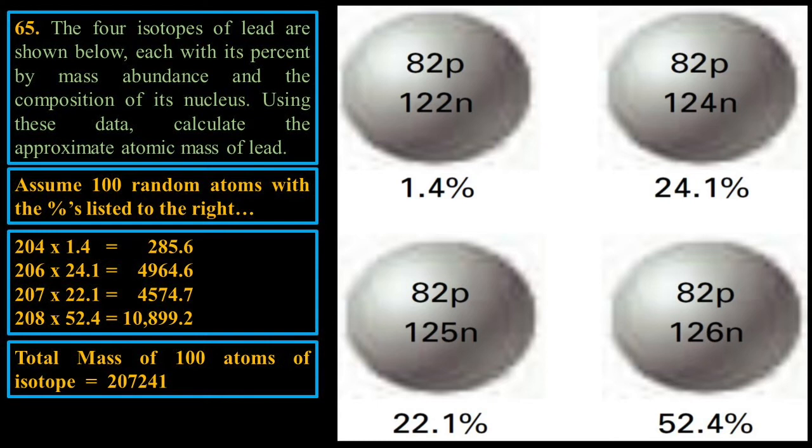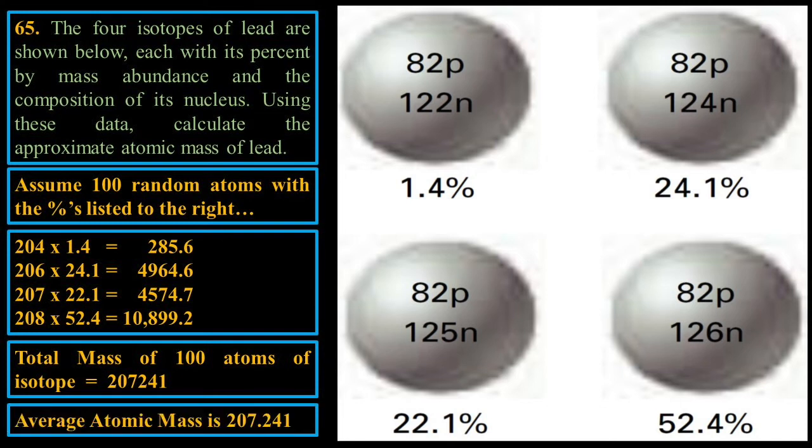20724.1, or 207.241. That would be the average atomic mass. And that would be what you'd report on a periodic table.